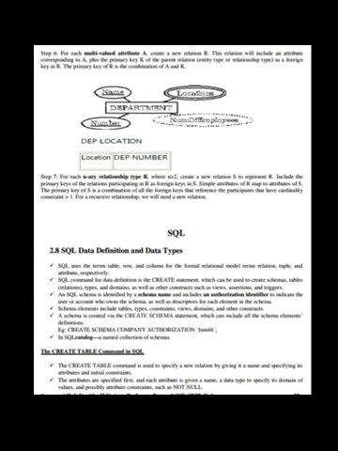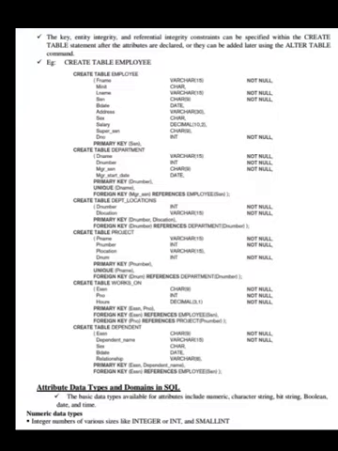The CREATE TABLE command in SQL specifies a new relation by giving it a name and specifying its attributes and initial constraints. The attributes are specified first, and each attribute is given a name, a data type to specify its domain of values, and possibly attribute constraints such as NOT NULL. The key, entity integrity, and referential integrity constraints can be specified within the CREATE TABLE statement after the attributes are declared, or they can be added later using the ALTER TABLE command. See the example here.